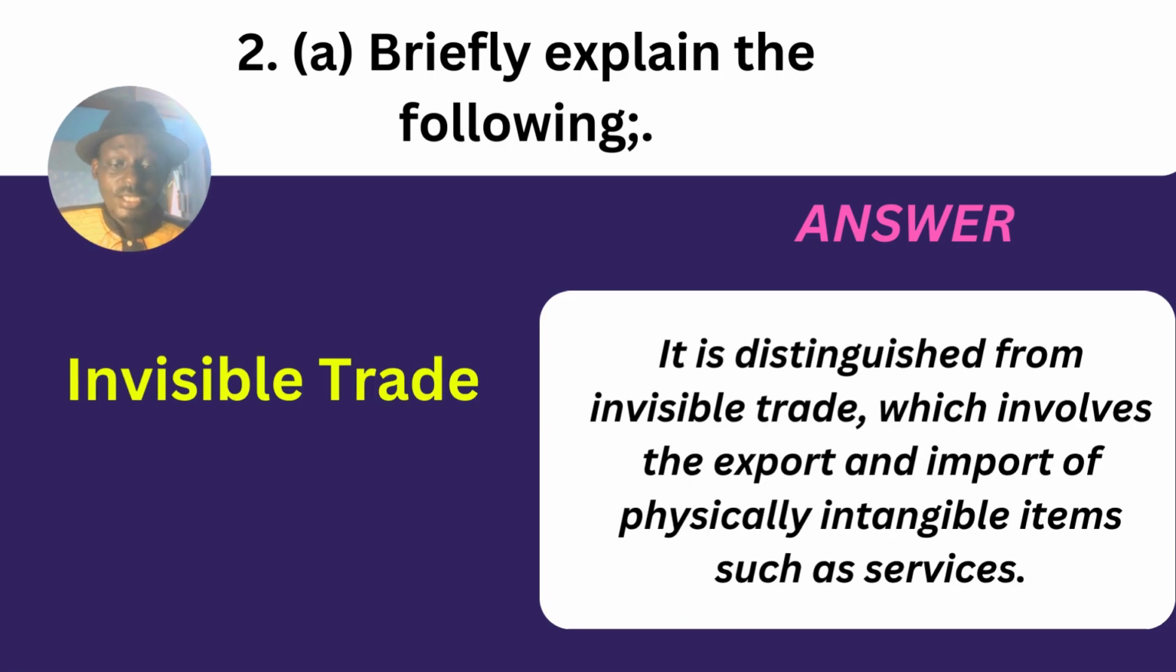Now the next question talks about invisible trade. What is invisible trade? It is distinguished from visible trade, which involves the export and import of physical goods, whereas invisible trade involves intangible items such as services. As compared to visible trade, which has to do with tangible goods that you can touch, like soap or TV screens, invisible trade is services. Let's say workers in a company, or technology workers, those who deal with computers. Those are services that can be offered to a different country, but they are not tangible. So that is the difference.